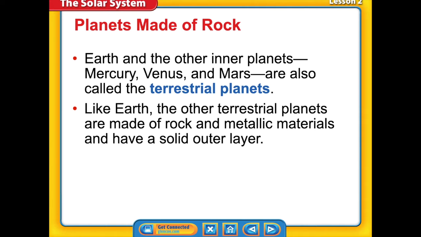So for this first note in your notes for page 99, the inner planets are also called the terrestrial planets. And the second note, the inner planets are the 4 planets closest to the sun. Those are the 2 missing words. Let's move ahead and talk about planet Mercury.